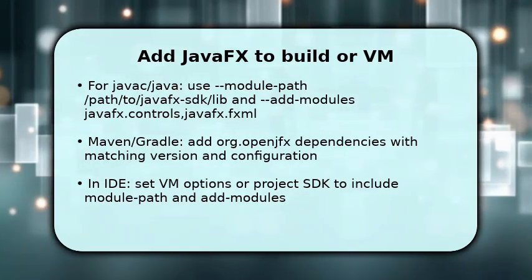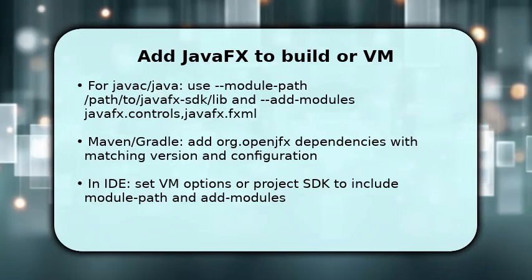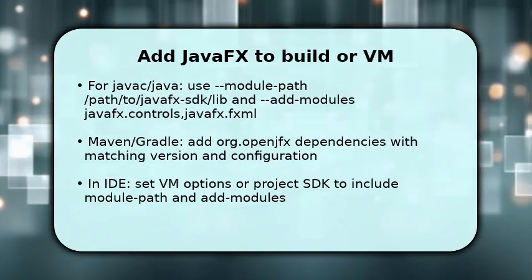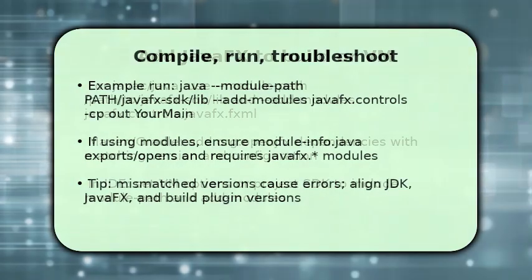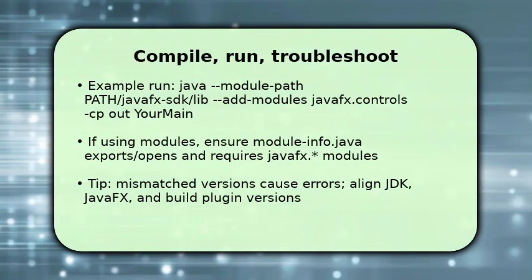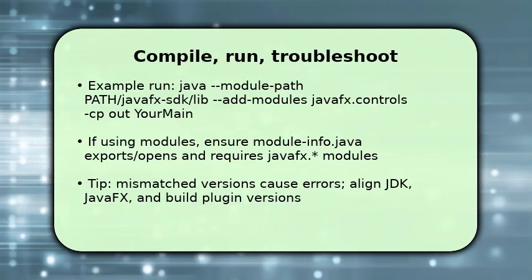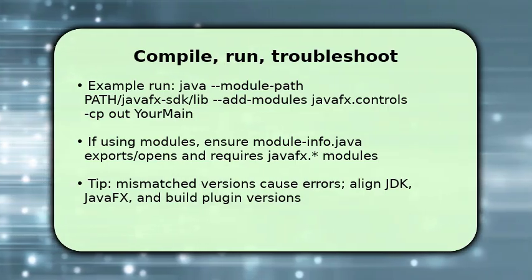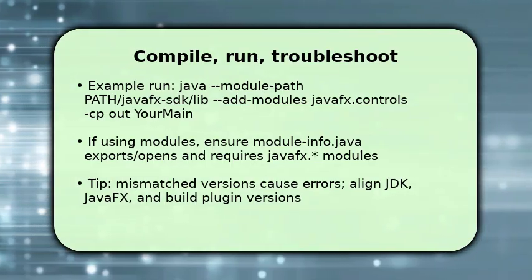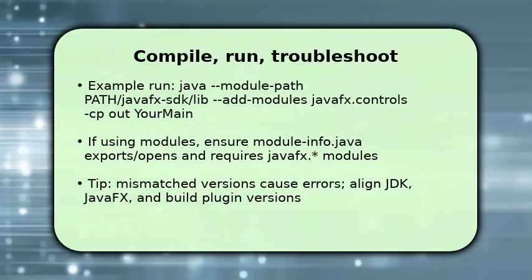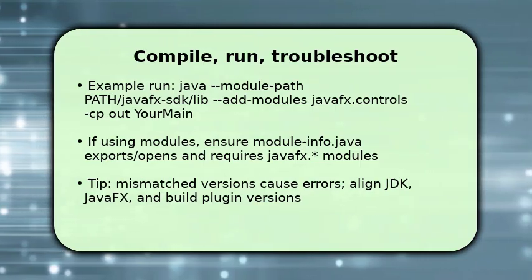Finally, compile and run with explicit module settings. For example, java --module-path /full/path/javafx-sdk/lib --add-modules javafx.controls -cp out Main. If your project uses module-info.java, make sure it requires javafx.controls and opens or exports packages used by FXML. This resolves reflective access errors.